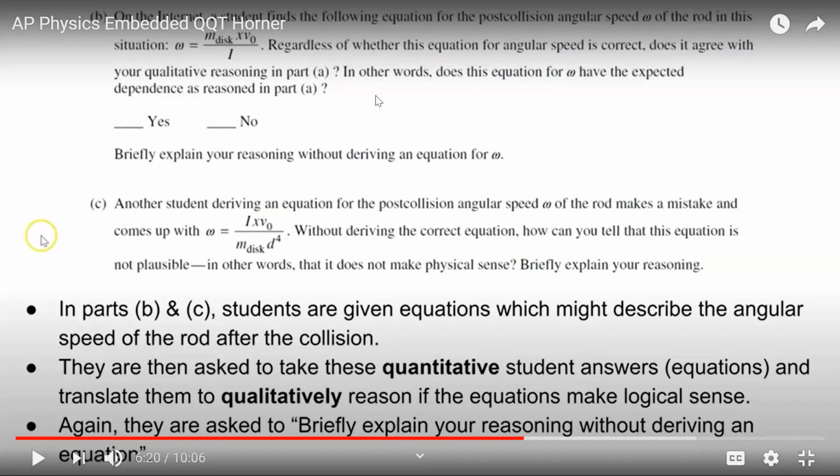So notice here and here are two different statements. You've got A and C. Another student, deriving an equation for the post-collision angular speed of the rod, makes a mistake and comes up with this. Without deriving the correct equation, how can you tell that the equation is not plausible? In other words, that it does not make physical sense.